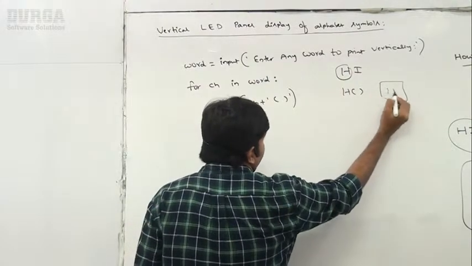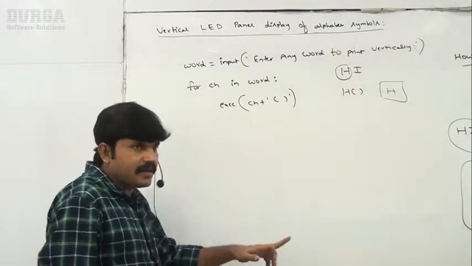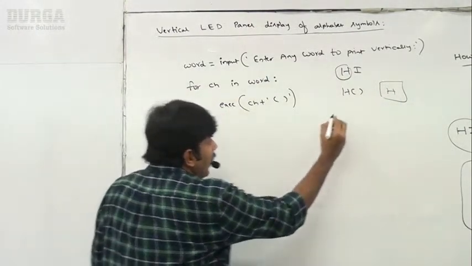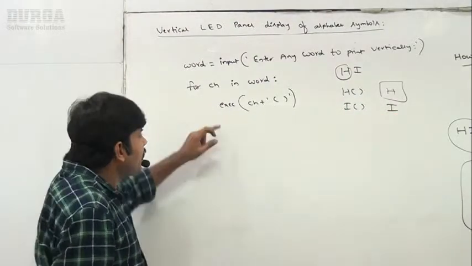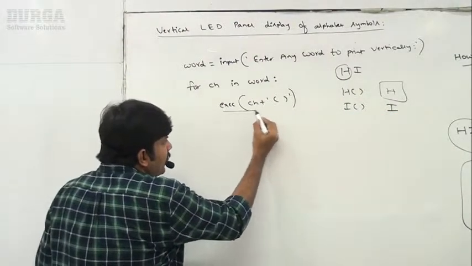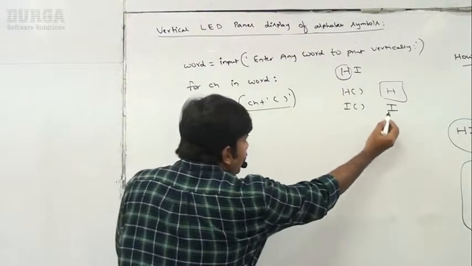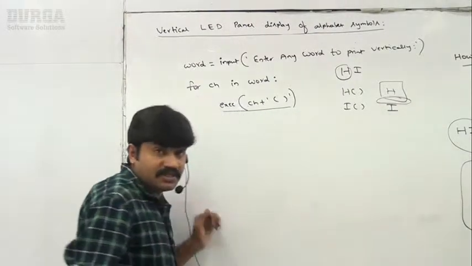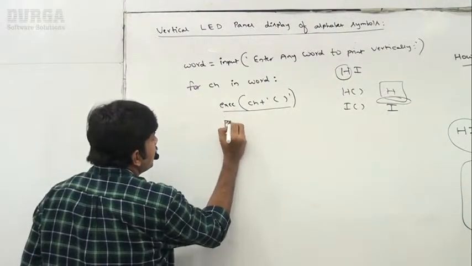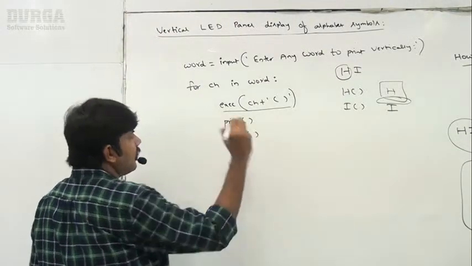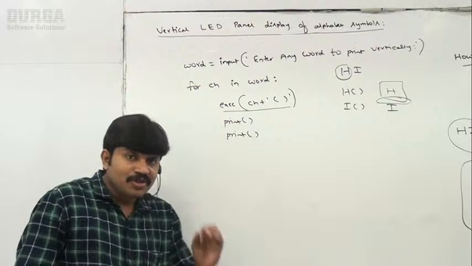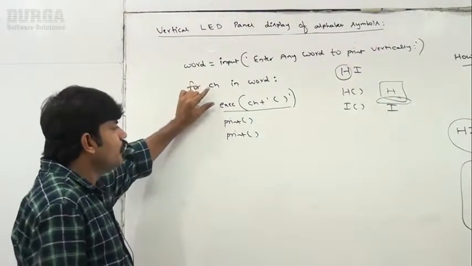Now the H pattern is printed. And then what is the next one? I will be called. Now I will be printed. Are you getting? But after printing H, before printing I, I want some blank spaces in the middle. That's why I just print a blank line like this, sir. Now you can enter any word.